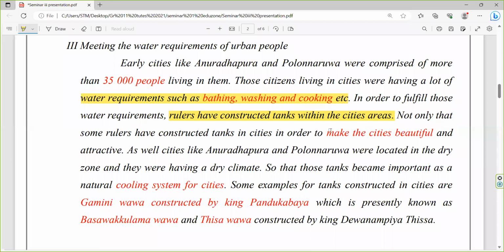Even making the cities beautiful is additional information. Cooling system: the dry zone has very high temperature, so there must be a natural cooling system for the cities. And give examples: Gamini tank was constructed by King Pandukabhaya, that is presently known as Basavakulama. And Tissa tank was constructed by King Devanampiya Tissa. That is giving examples.